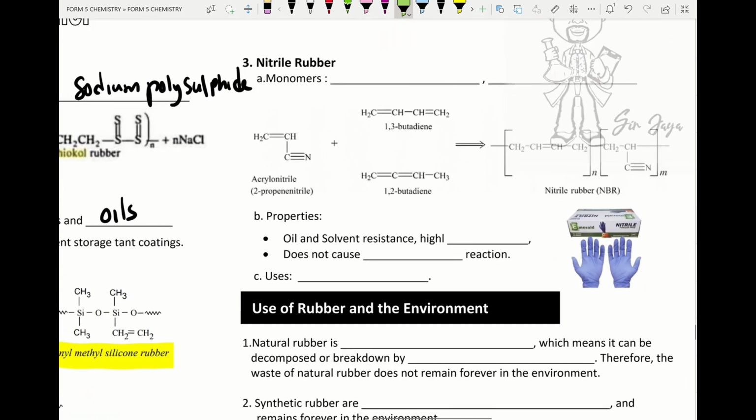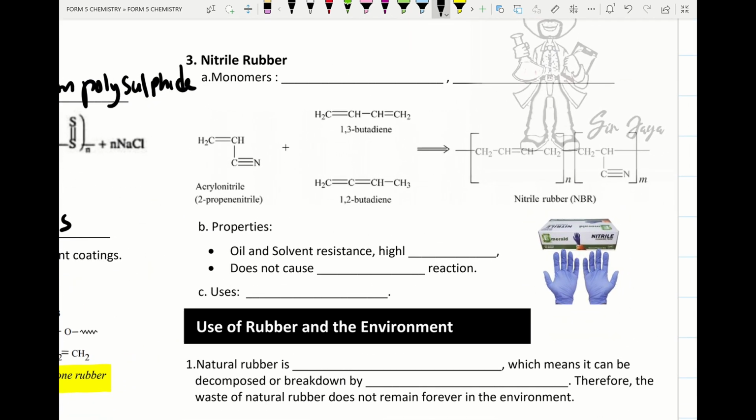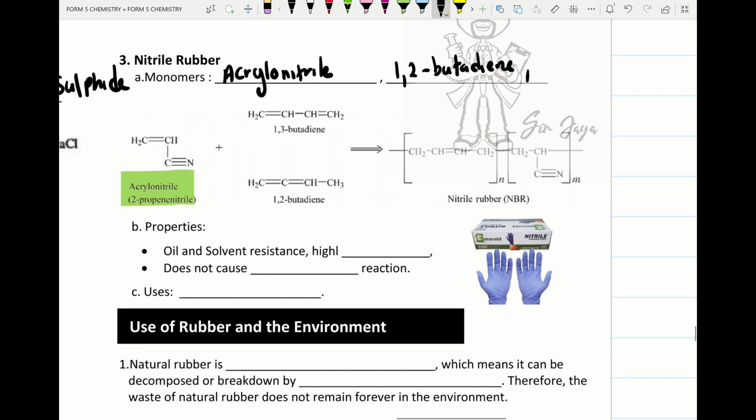Alright, so next one we move on to nitrile rubber. The monomers of nitrile rubber are given here: acrylonitrile, 1,2 butadiene and also 1,3 butadiene. Monomers of nitrile rubber are known as acrylonitrile, 1,2 butadiene and also 1,3 butadiene.